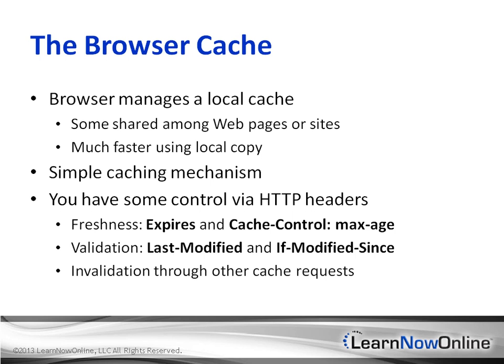And then invalidation is usually a side effect of another cache request. For example, if a URL associated with a cached response later gets a POST, PUT, or DELETE request, the cached response will be invalidated.